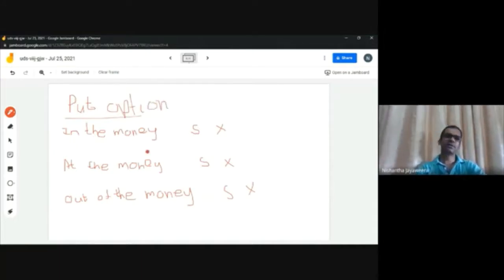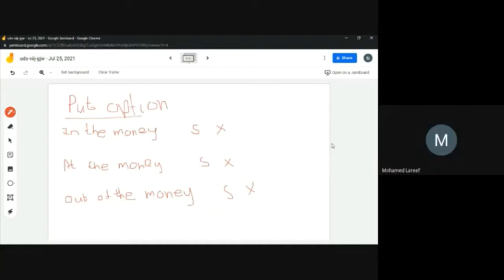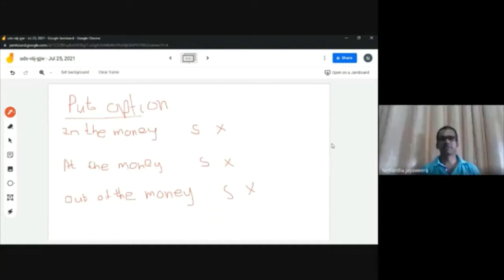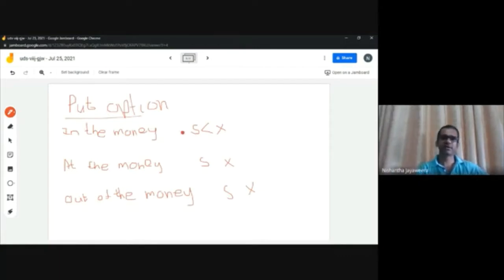To become in the money, should the exercise price be higher or the spot price be higher? When the strike is higher than the spot price, it is in the money. And this is the time that you are going to exercise your put option, because you can sell at a higher price than the market price.